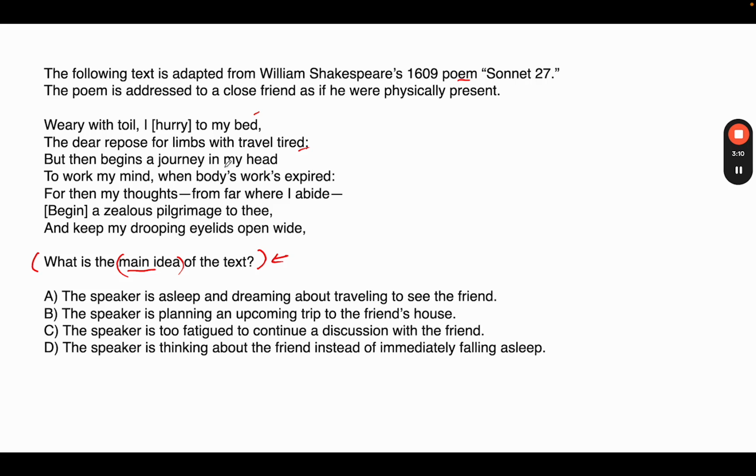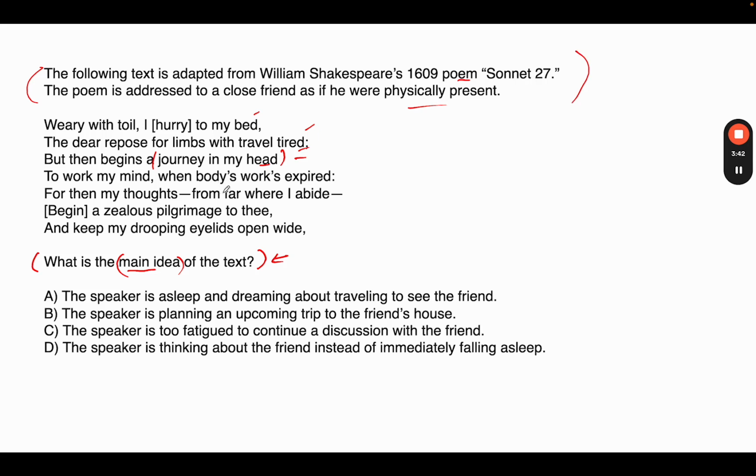But then begins a journey in my head. So when he goes to the bed, ideally what will somebody do? Ideally a person would sleep off, correct? Because that person is tired as well. But this author is thinking about something. There's a journey in his head that's going on. If you don't take it literally it will not make sense anyway. What is it trying to say? It's trying to say that he's thinking about something. So as per this blurb, he probably is thinking about his friend, but let's read ahead.